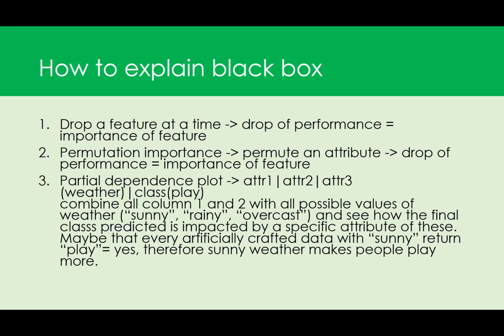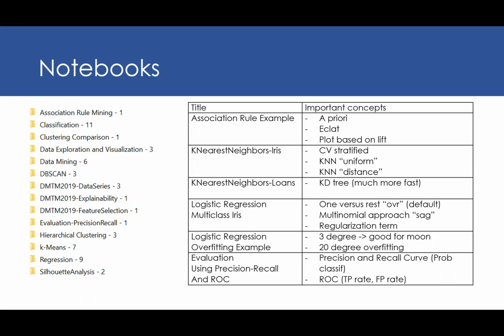How to explain the black box? We have studied 3 ways of explaining it. We can drop a feature at a time and see the drop of performance, or in alternative we can use the permutation importance, in which we permute an attribute and we also see the drop of performance. And then a partial dependence plot is another way, and it has to be studied from the notebook, but here you can see an example. And let's move to the notebook.